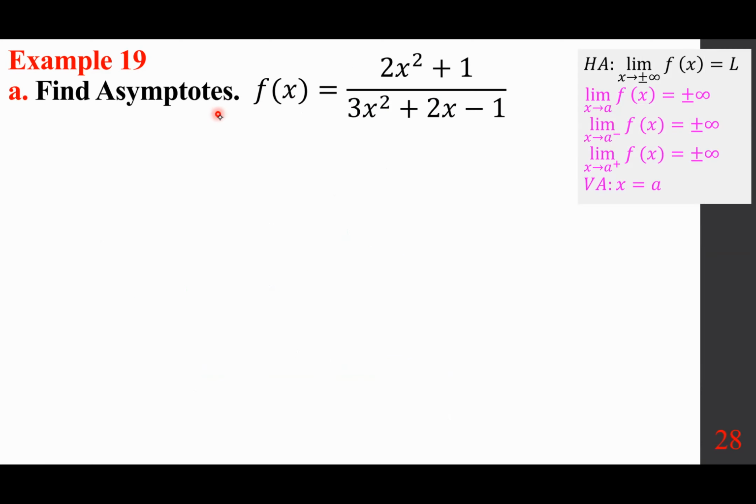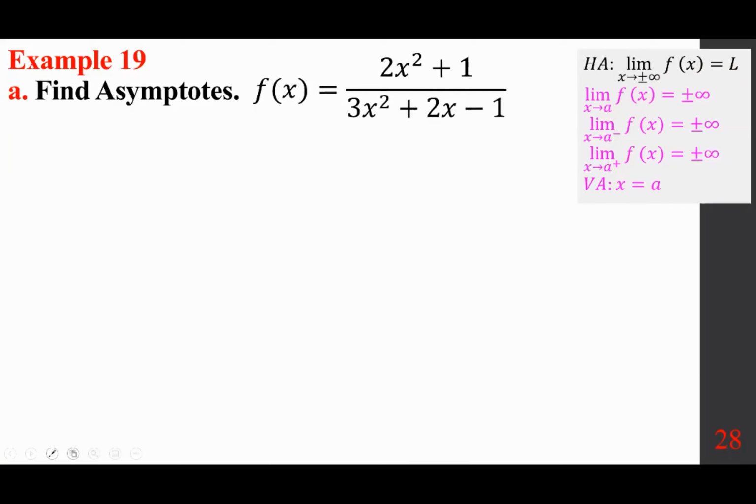Find the asymptotes where f of x is 2x squared plus 1 over 3x squared plus 2x minus 1. Horizontal asymptotes have a definition: if the limit of f of x as x approaches plus or minus infinity is L, that means y equals L. And the limit of f of x as x approaches a, from the left or from the right, gives the vertical asymptote x equals a.